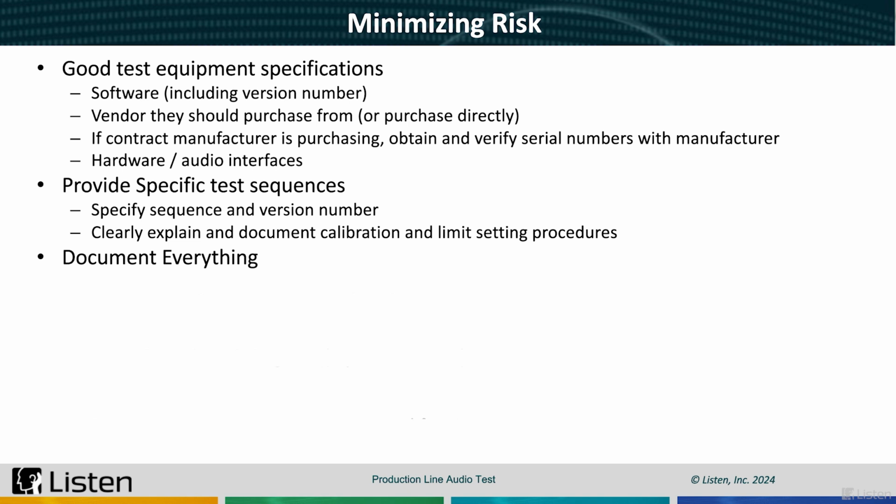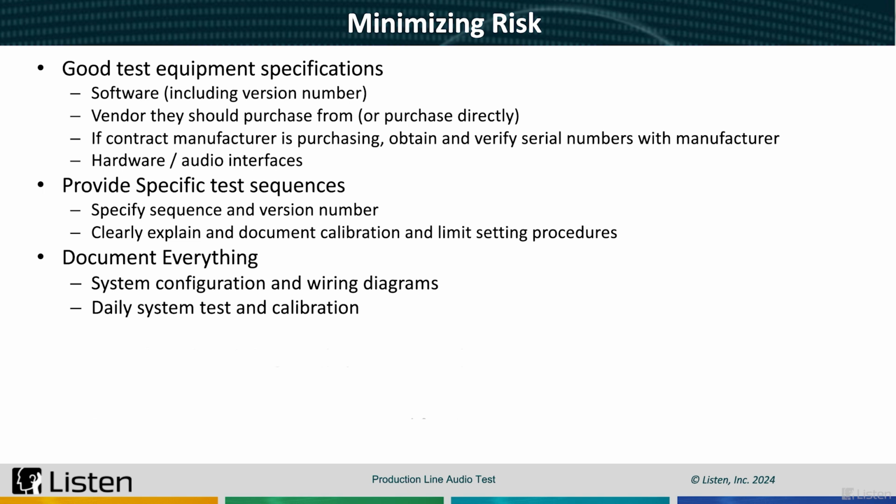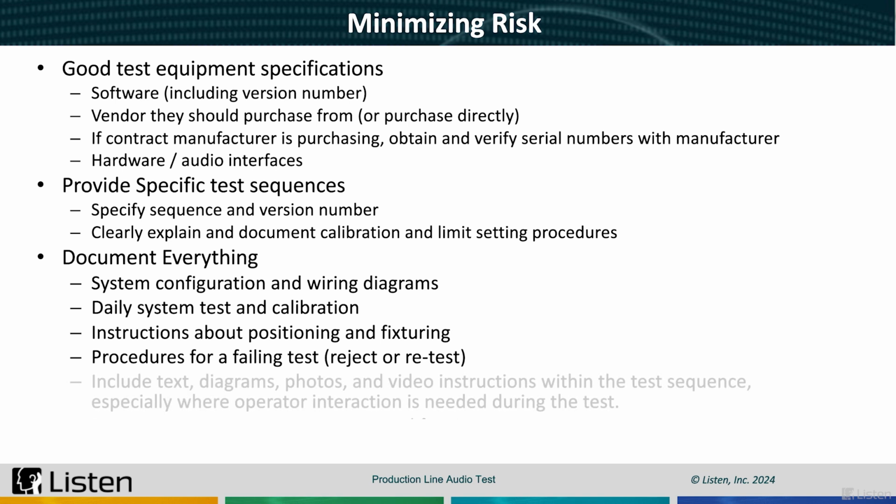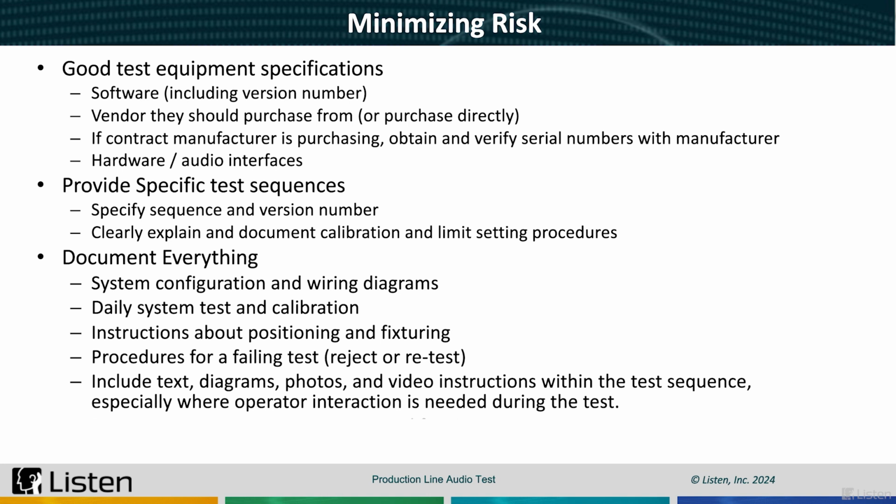Document everything. This may seem like common sense, but specific, clearly documented operating instructions will improve your test integrity. You should cover everything from initial system configuration, wiring diagrams, and daily system test and calibration directions to precise instructions about positioning, fixturing, and procedures for a failing test. If you are providing test sequences to your manufacturers, it's easy to supplement standalone instructions with text, diagrams, photos, or even video instructions within the test sequence. This can help, for example, with ensuring accurate positioning and other operator interaction during the test.